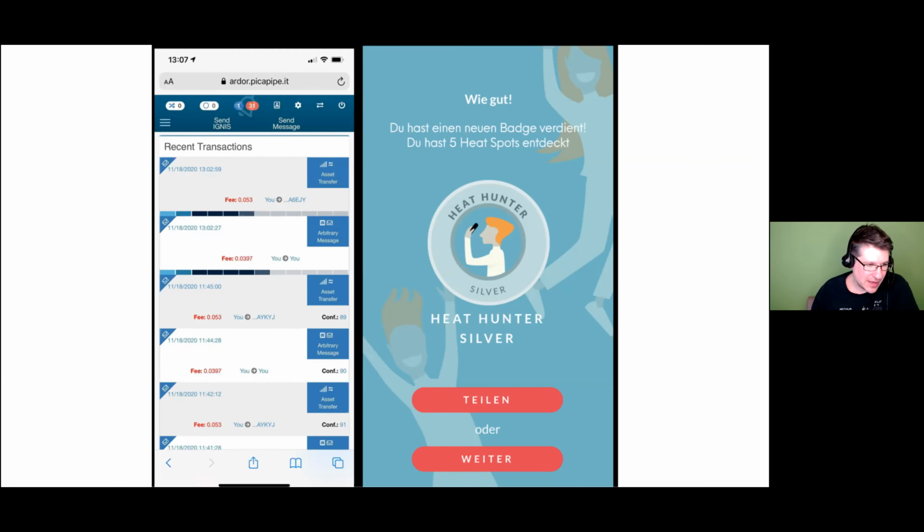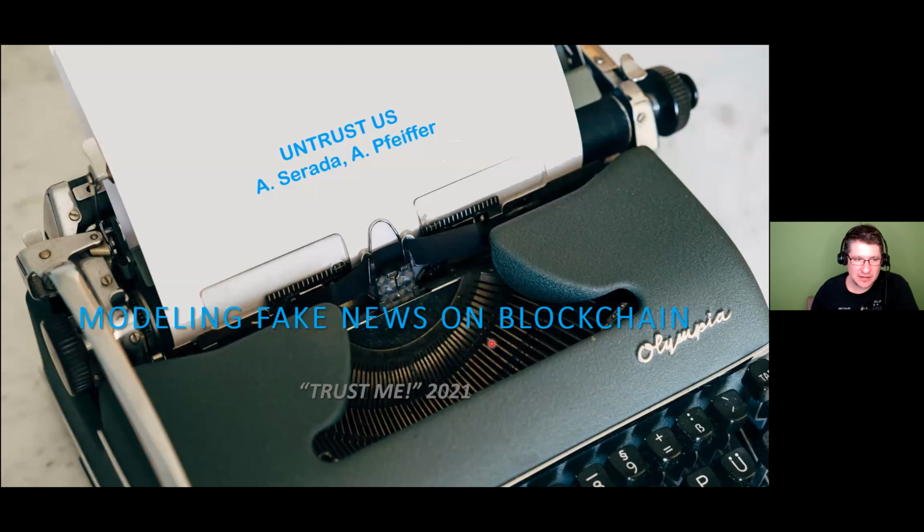Here you see the two screens next to each other, so what people see in the app and the respective transaction on the other network. And the third game is my approach together with Alessia Serrada. And our hypothesis is basically that on the one hand, you have blockchain as maybe the most secure database you can use for storing sensible data, and you have the full ownership and everything.